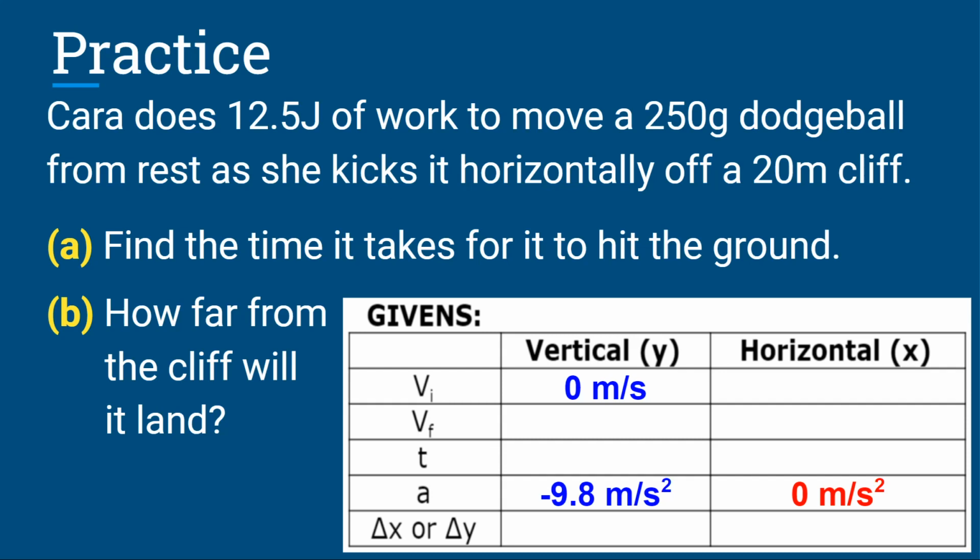The only other piece of information I know is that this ball is kicked off of a 20-meter high cliff, meaning that the ball is going to fall 20 meters to the ground below, giving it a vertical displacement of negative 20 meters. So that's it. That's all I know. But that's enough to find time. We can solve the first question with just the information in my table by using the vertical side. Just the data on the vertical side is enough for me to find time. So we're going to do that first, and then we'll come back to part B, how far from the cliff will it land, we'll find the range.